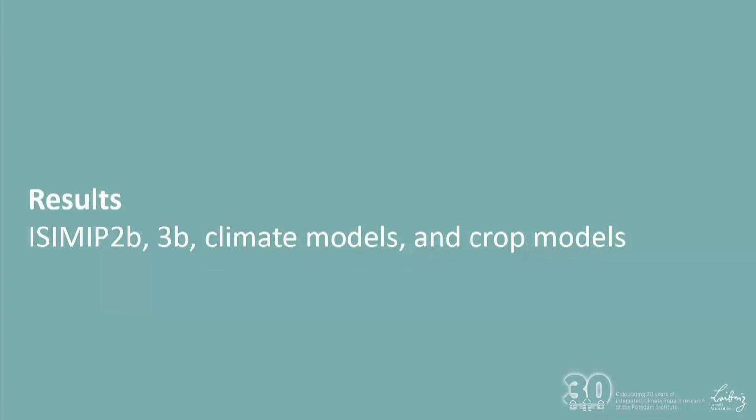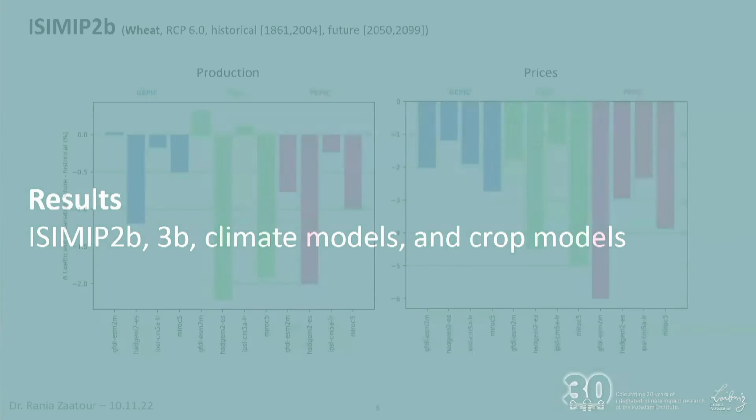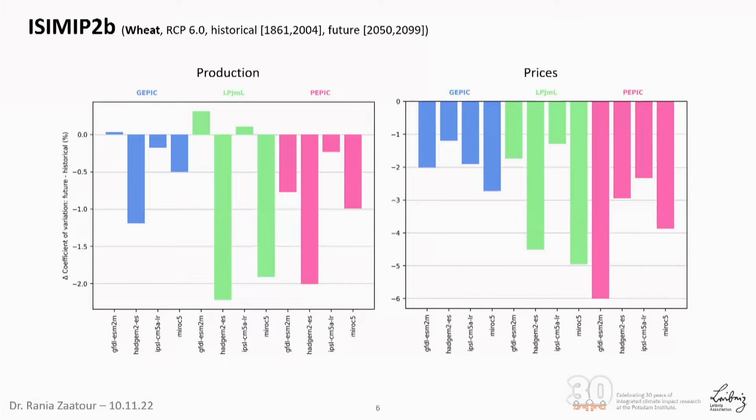Moving on to results, we'll be comparing results from different rounds of EasyMap, namely EasyMap 2B and 3B, along with different climate models and different crop models. Let's start with EasyMap 2B. These are results from wheat under RCP 6.0. To the left, we have the production, and to the right, we have the prices. In both cases, we are comparing the future simulated data to the historical simulated data.